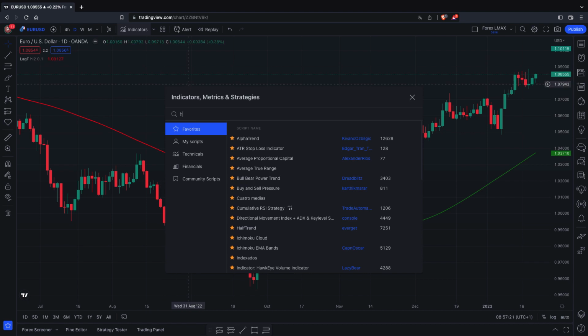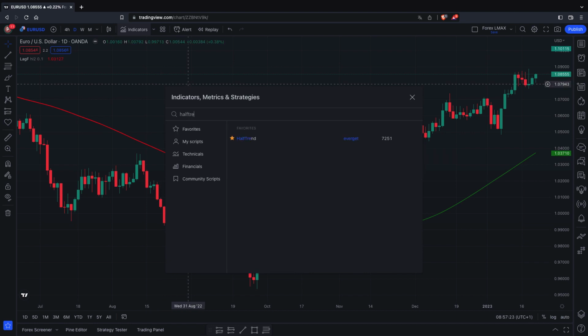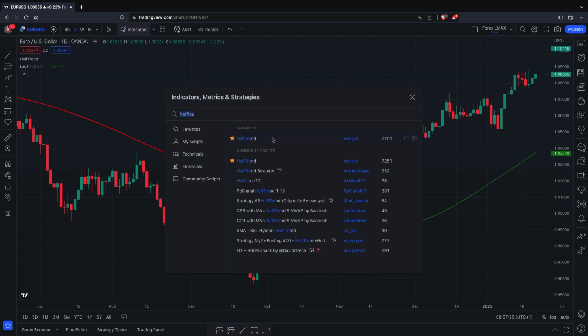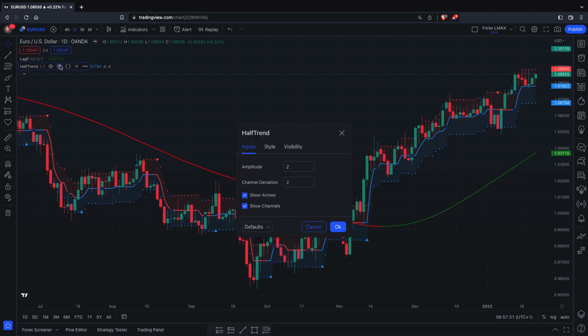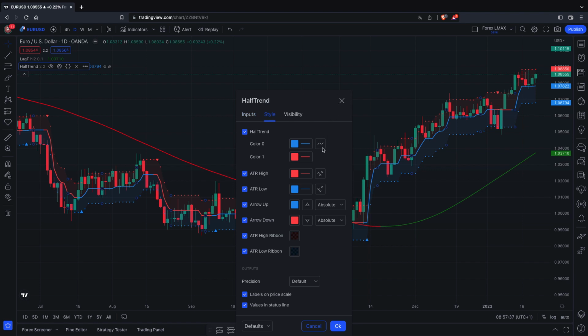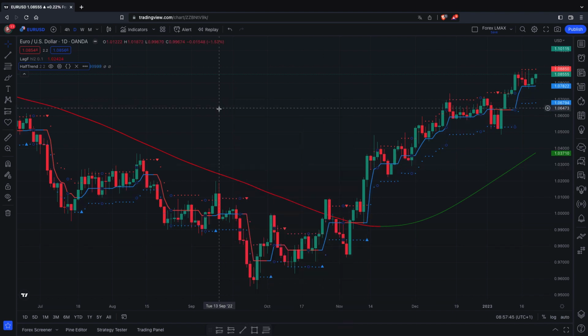Second indicator is Halftrend. We use the default settings. On tab style, we have to uncheck ATR high ribbon and ATR low ribbon to have a clearer vision of the indicator. Halftrend gives us the main signal to enter the market. Blue arrow for longs and red arrow for shorts.